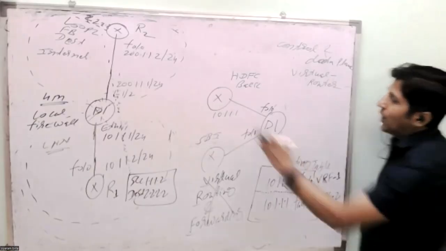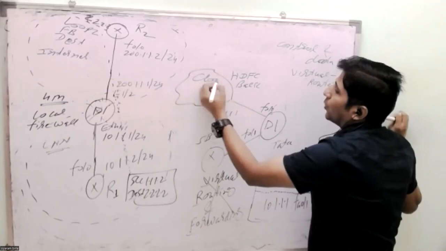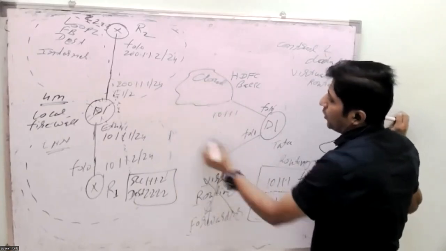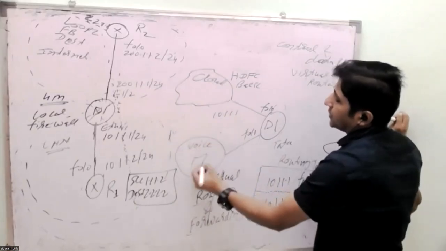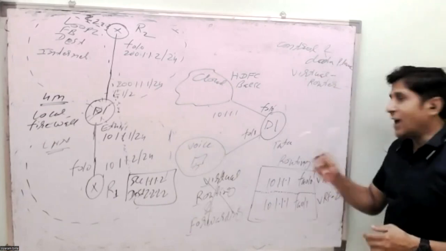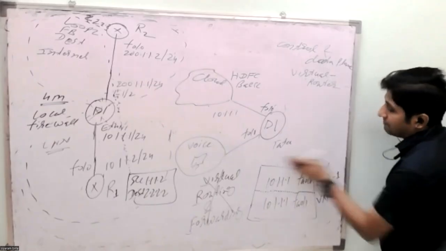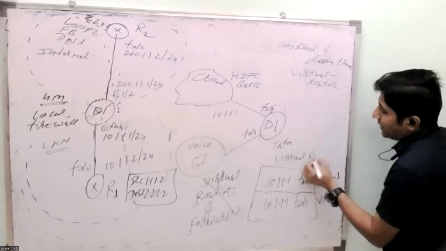Suppose one traffic is going to the cloud, and my other interface traffic is going to the voice server. I want to distinguish between cloud traffic and voice traffic. So I will create a virtual router here.